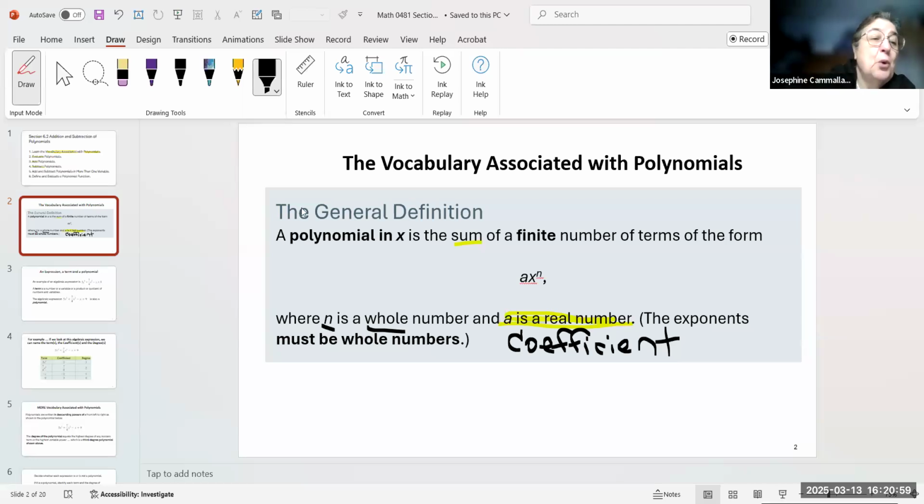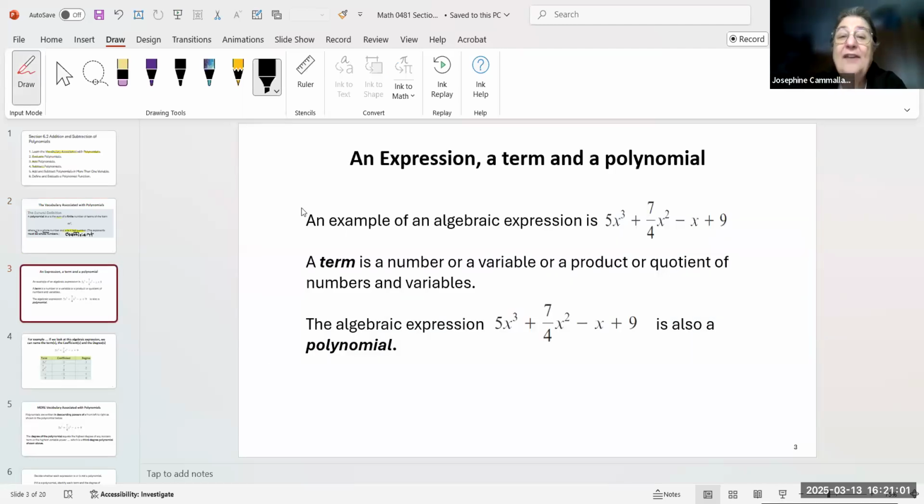Now, we also have some words to look at. It's called expression. The term 5x cubed plus 7/4 x squared minus x plus 9 is an algebraic expression. An expression has no equal sign. Okay?